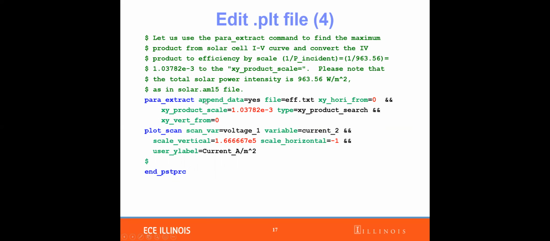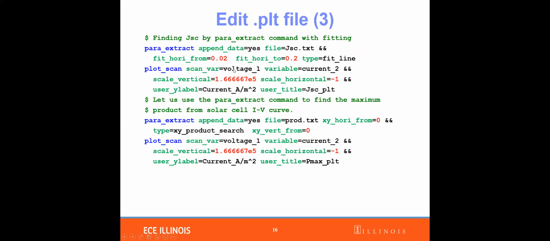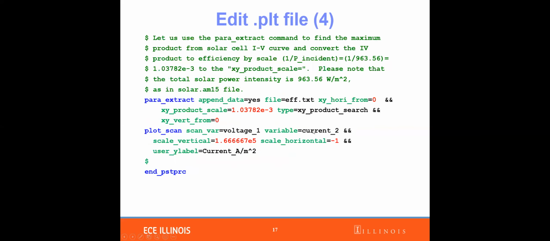So we are going to use the code that we used to find the maximum product here, but with one small modification. We are going to multiply this maximum product by this number, 1.03 times 10 to the minus 3. And this will give us the efficiency. So this efficiency is going to be stored under the EFF.txt file. And then we plot the IV curve again. So that is the end of the POT file.